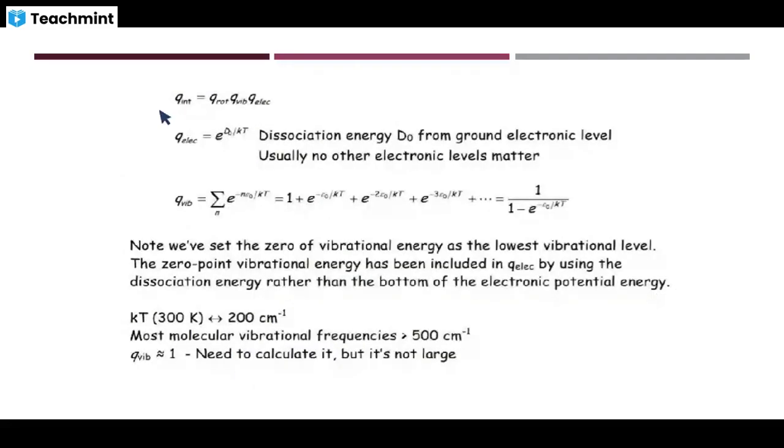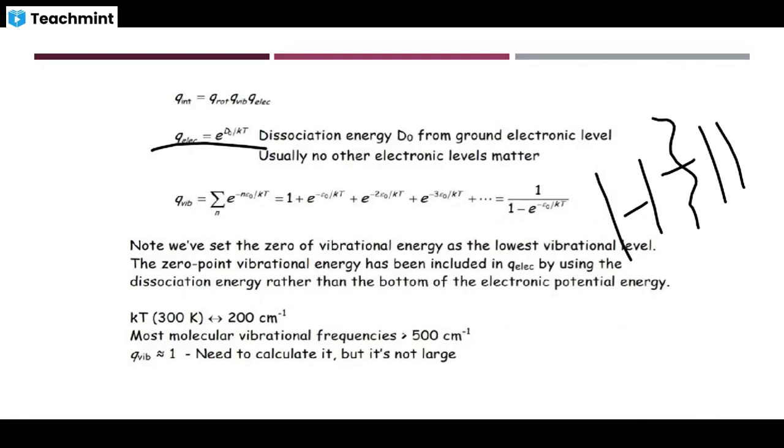So internal is the rotational, vibrational, and electronic. For the electronic partition function, it is e power D0 divided by kT. The D0 is the dissociation energy from the ground state electronic energy level. Usually no other electronic level matters. This is the dissociation energy from the ground state. So if you take a molecule like H2 in the ground state, what is the energy needed to break the bond? That is the Q electronic.